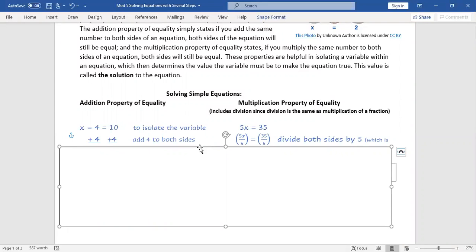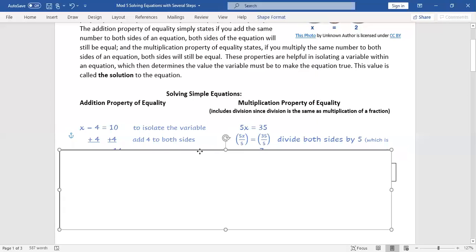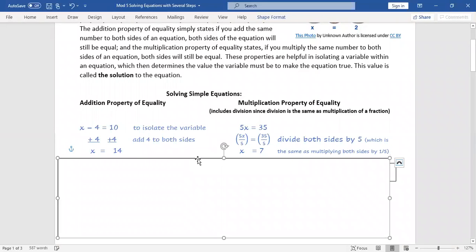So on my left-hand side of my equation, I have just a simple x. And on my right-hand side, when I add 4 to the 10, I get 14. So I've isolated my variable, and I've solved the equation. I've determined the value x has to be to make that a true statement.